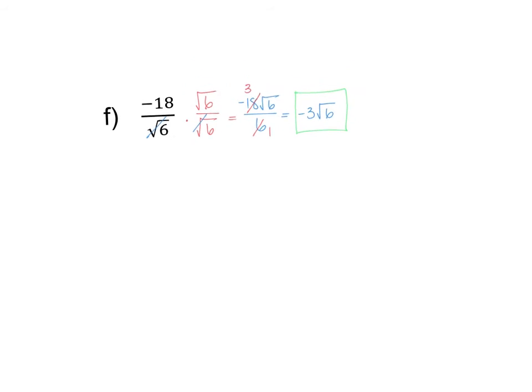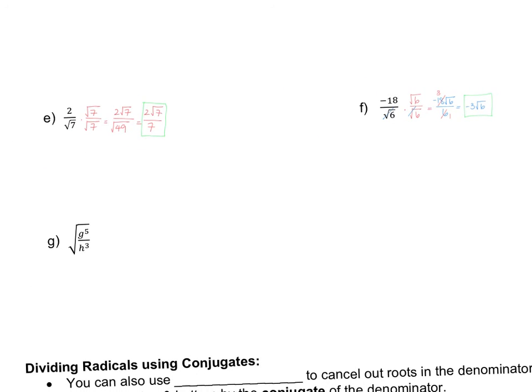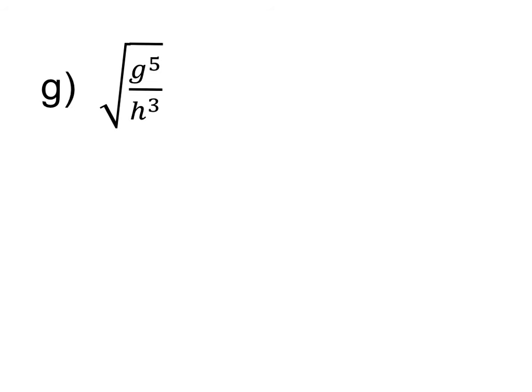And there we go. So if you are catching on to E and F, let's try out G. G's a tricky one here. So this one, again, is a square root with a fraction inside. So let's do our splitting of the denominator and the numerator.